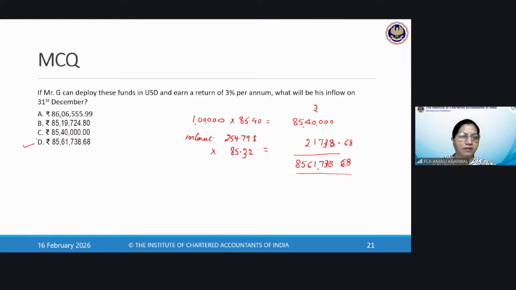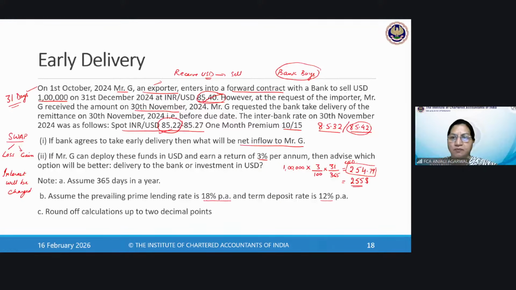So this will be his inflow if he keeps the investment in US invested for 3% per annum, and then on 31st December sells the $100,000 at the forward price plus the interest which he received at the spot price on 31st December at 85.32.